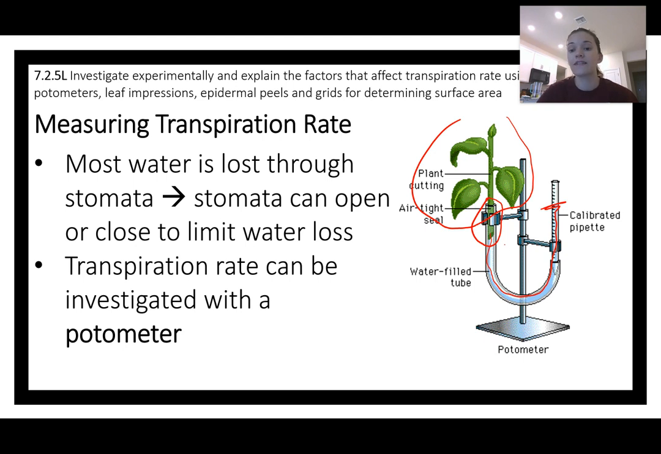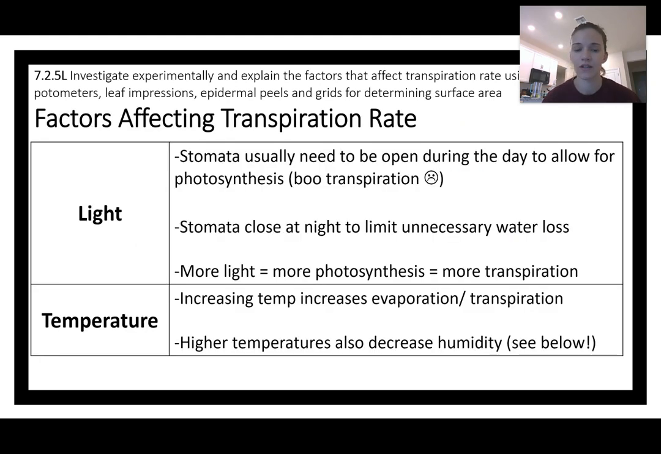As transpiration occurs, more water is going to get driven up, and then you can see the water level move down as the plant takes it up. So the more water that's absorbed through the plant, you can assume the more water is lost via transpiration.